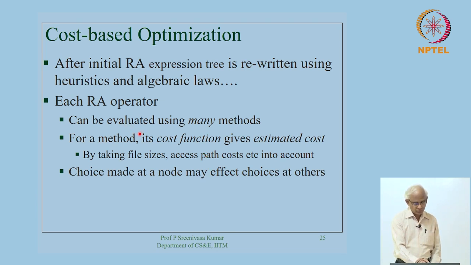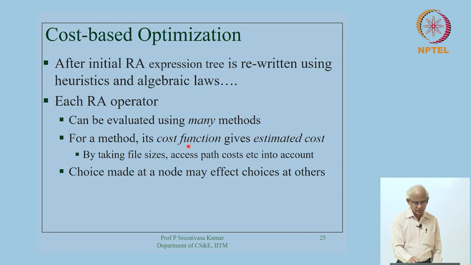Okay, so the issue here is that the relational algebra operator that is there in the middle of the tree somewhere can be evaluated using many methods. We have discussed several possibilities for doing joins and making use of indexes if they are available, like that. There are so many possibilities there.